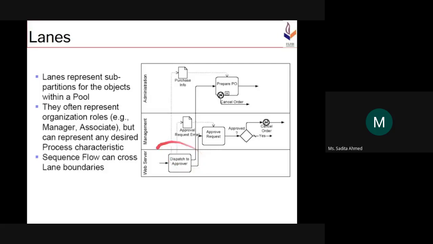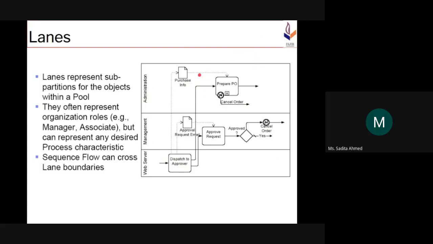However, if it were a pool, could it have crossed the boundary? Can a sequence flow cross the boundary of a pool? No, miss, it cannot. So that's another giveaway that these are not three separate pools. These are lanes. A sequence flow can never cross the boundary of a pool. However, it can cross the boundary of a lane. It can cross the boundary of a sub-process. So that's why we can tell from here that the web server lane, the management lane, and the administration lane are contained in a single pool, as you can see here. Right?